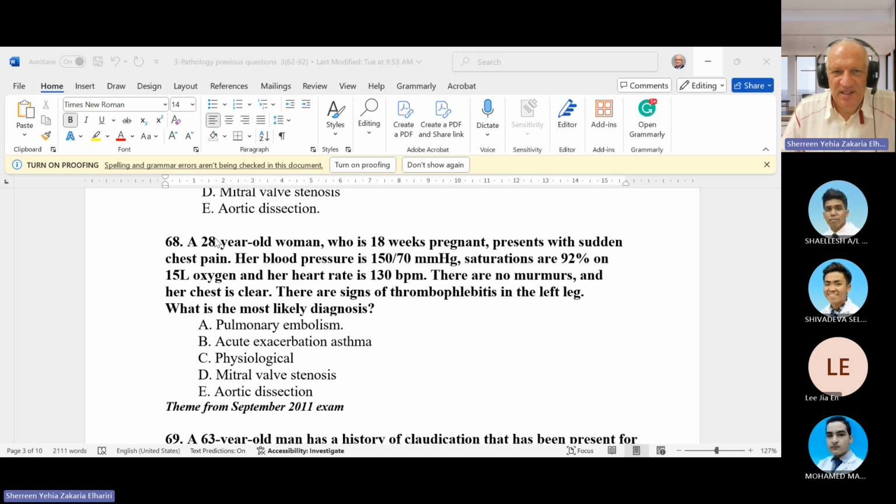So she is 28, pregnant. She has thrombophlebitis in the left leg, no murmur in the heart, and she is not well. So what could it be, if she has something in her leg? This is easy. So what could it be? Anyone?